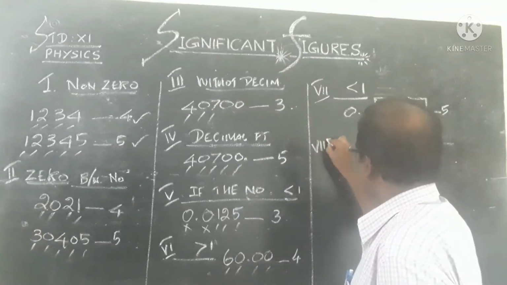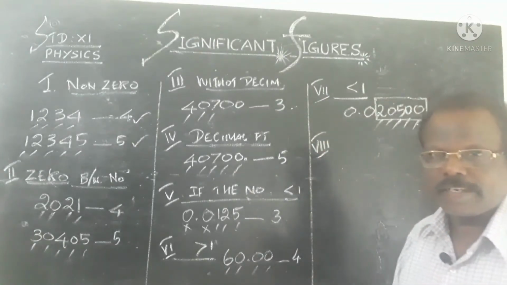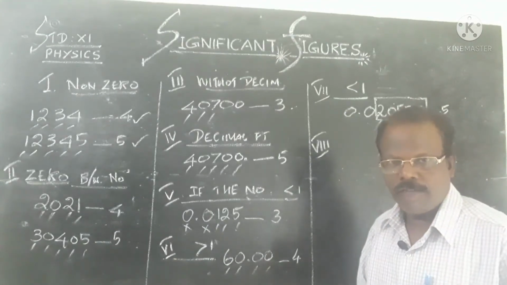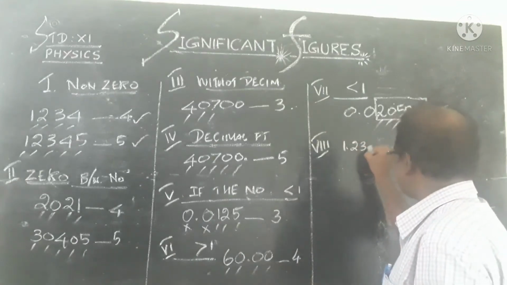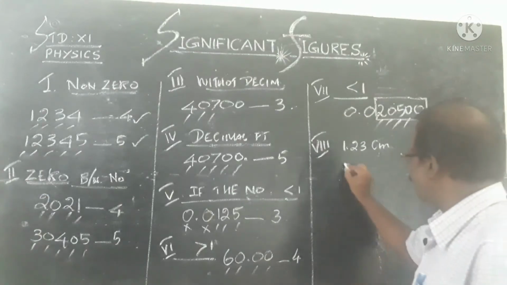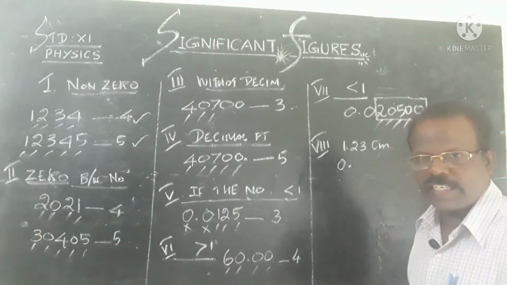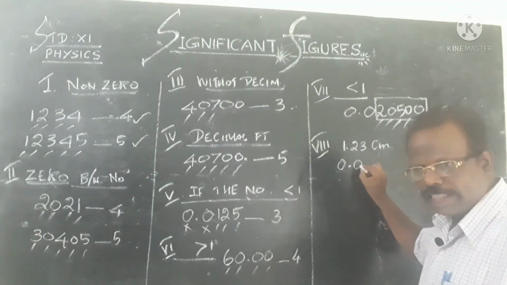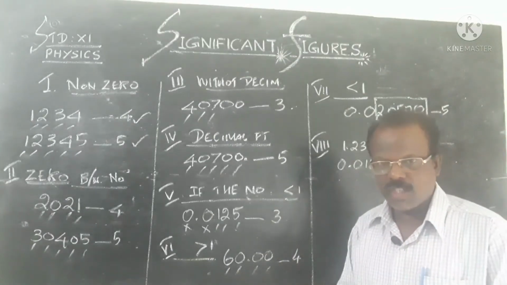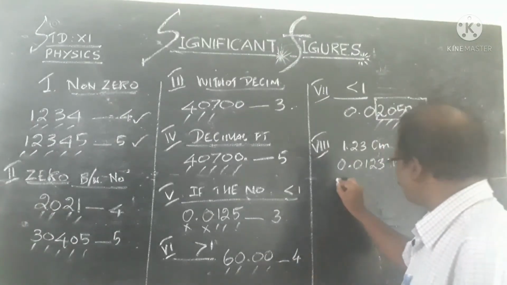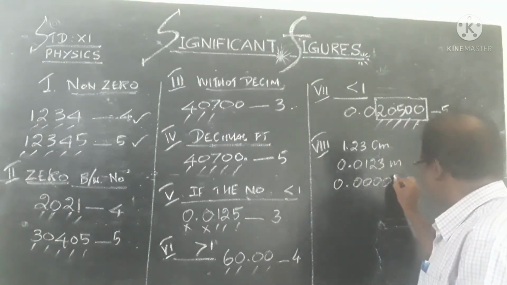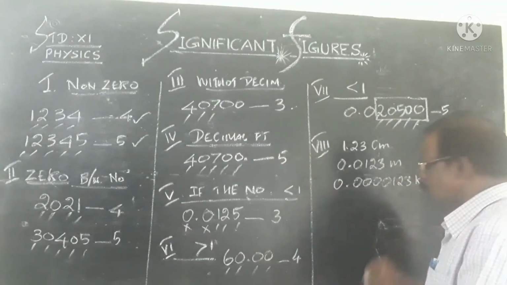So next, another one, the eighth one. For example, by using a scale, we can measure the thickness or the length of an object. For example, the length of the object is around 1.23 centimeter. So we can convert it into meter. Please listen here. That value becomes 0.0123 meters. Okay, next one. Now we are going to convert to kilometer. So that value becomes 0.00000123 kilometers, with 4 zeros, 1, 2, 3, 4, then next 1, 2, 3.